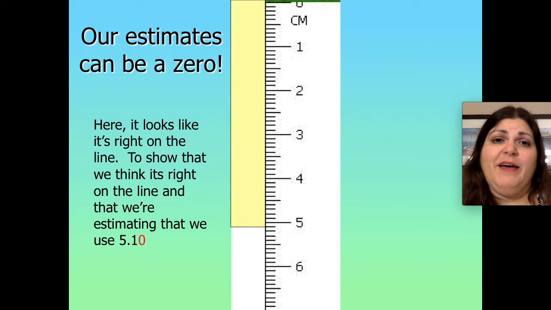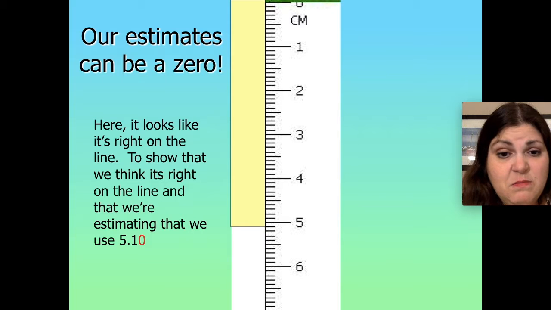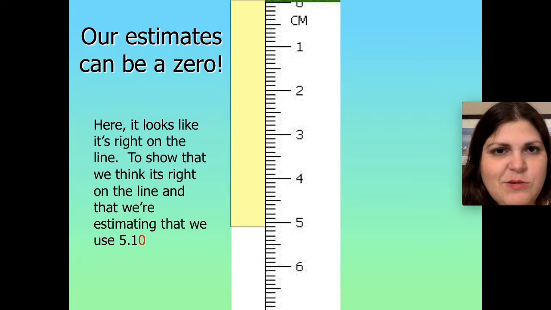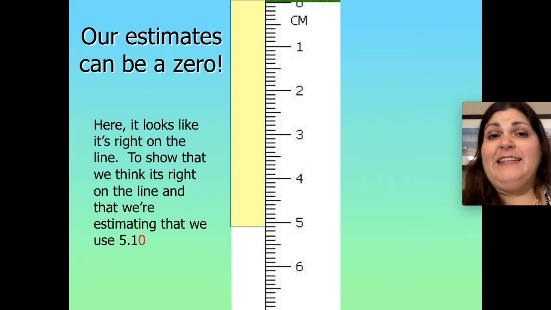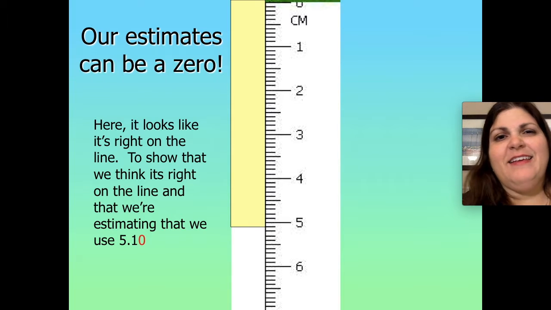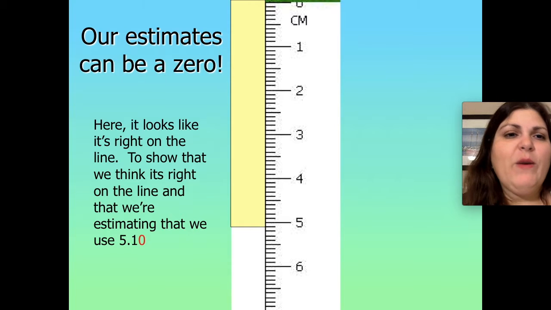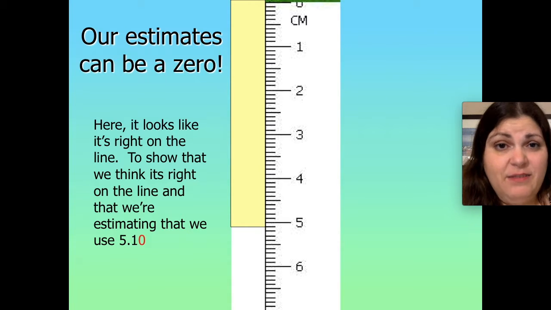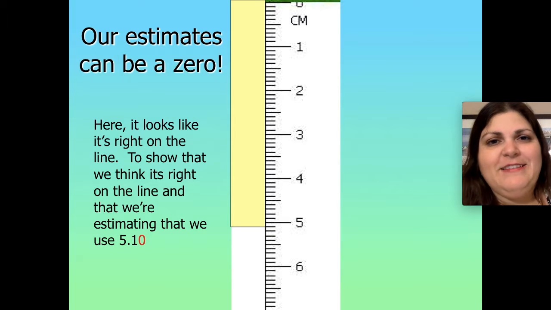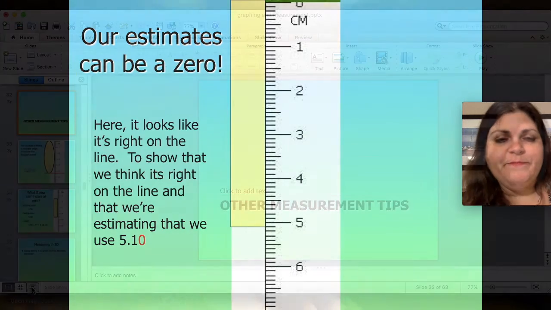It's also important to keep in mind that our estimates can be a 0. So in this case, to me, it looks like the yellow bar hits right at the 5.1 line. It might not be quite there. It might be 5.09, but I'm pretty sure it's at 5.1. So in that case, I add a 0 at the end to indicate that I am guessing it's exactly at 5.10. So when we want to guess that our estimate is right on a whole number, we add that 0 to indicate that last digit is our guess.